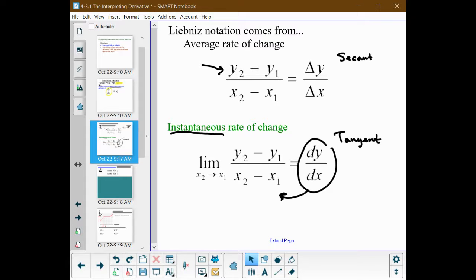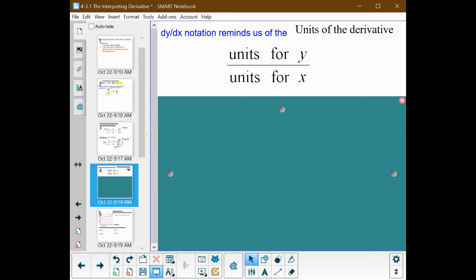There's some nice things about Leibniz notation. The first one is that it really reminds us what the units are for the derivative. So it really reinforces that to us. Units for y are going to be over our units for x when we're doing these problems. That dy dx notation, I think, makes that an easy concept to remember for us. Our units for y have to be on the top because dy is there on the top, and our independent variable x is in the denominator.